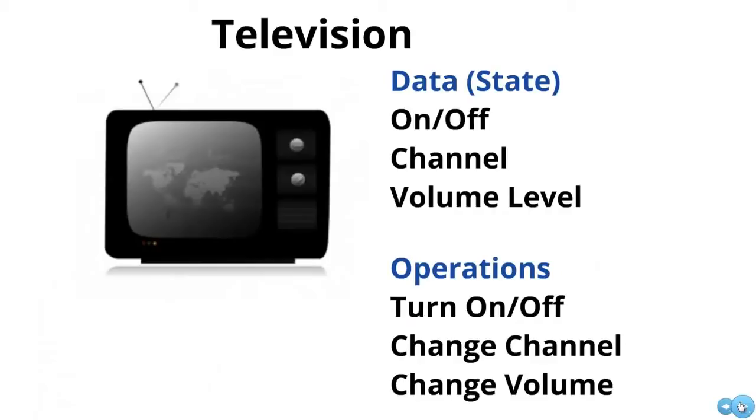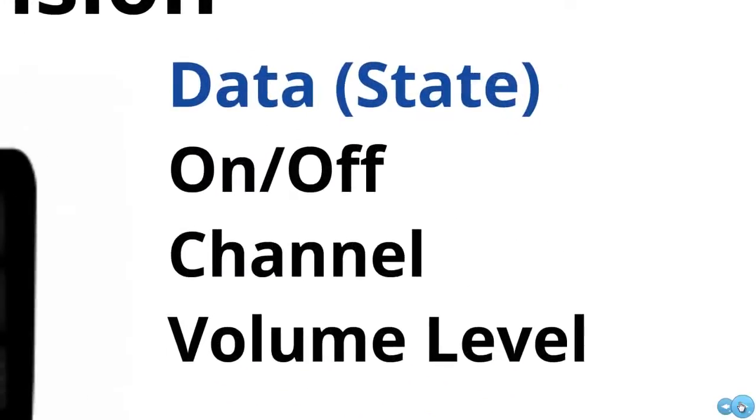Okay, so for our first example, we're going to model a television. Most everyone's familiar with the idea of a television. A television has a lot of data, or state information, associated with it. We could ask: is this television on? Is it off? What channel is it on? What's the volume level? All of these things, the on, the off, the channel, the volume level, would be the data or the state information associated with the television.